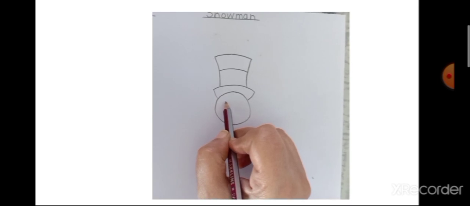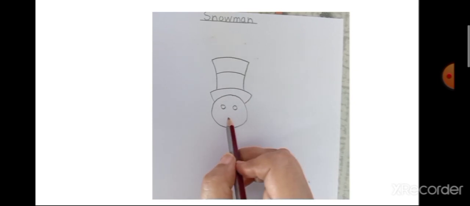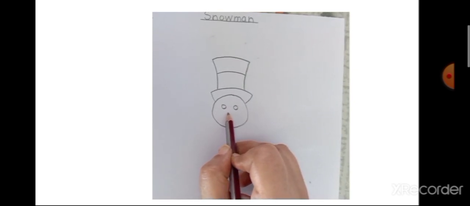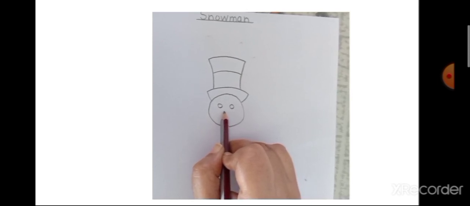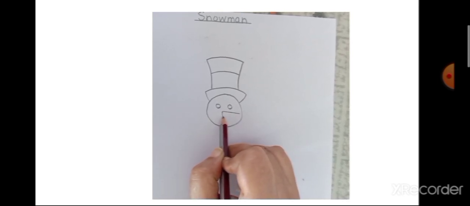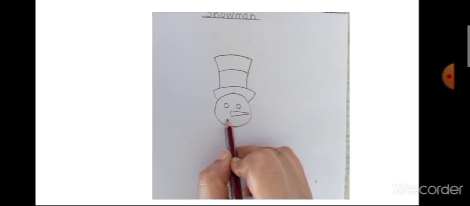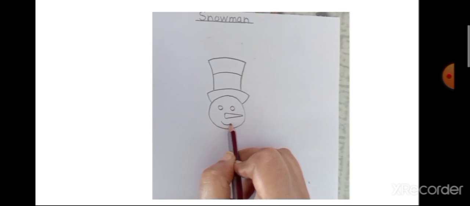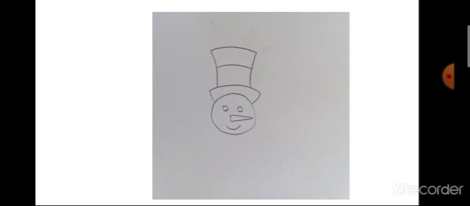Now let's draw eyes and nose. I have already told you a snowman has a nose of a carrot. So draw it like this. A carrot is used to show the nose of a snowman. So we have to draw it like this. And then draw a mouth.